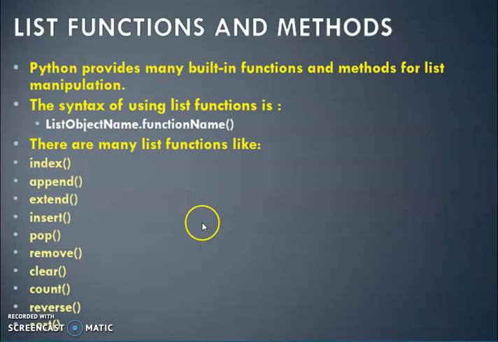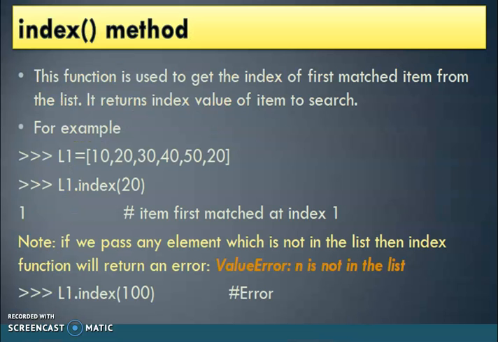Next one, list functions and methods. Python provides many built-in functions and methods for list manipulation. The syntax of using list functions is list object name dot function name. There are many list functions like index, append, extend, insert, pop, remove, clear, count, reverse, sort. From append and pop, you studied how to use them. Next function is index.